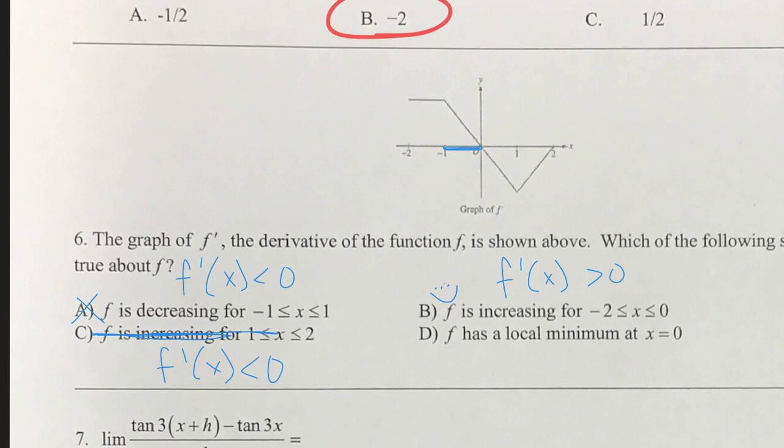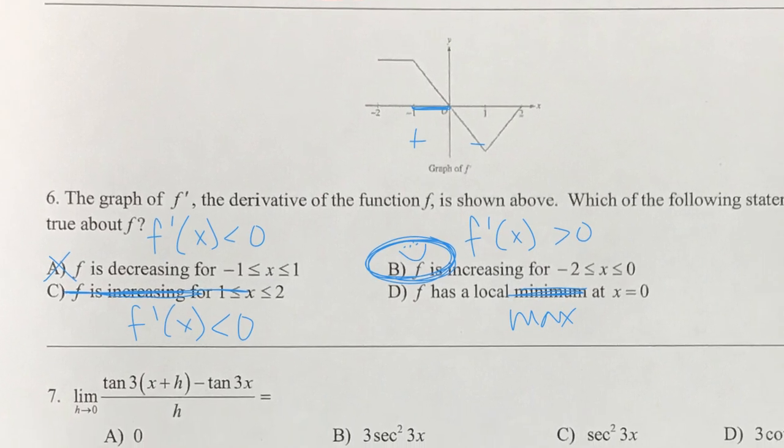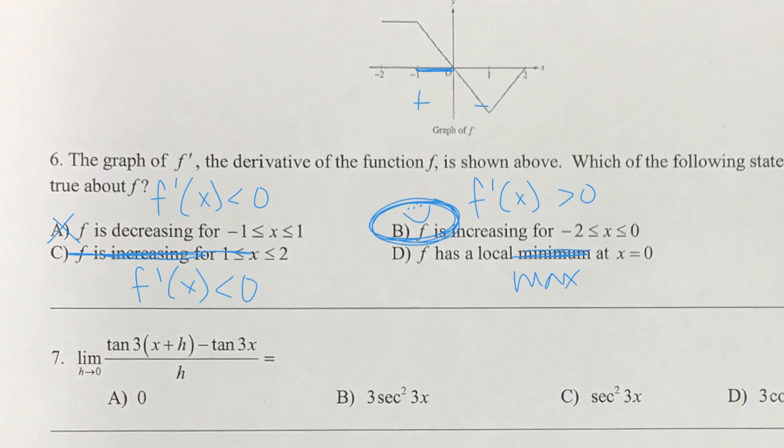Okay, so let's see. That means it's going from a positive to a negative. Nope, a positive to a negative means it has a local max. So part D is lying also, which means B is the only thing that is correct. F is increasing from -2 to 0 because your derivative function is above the x-axis, aka positive. And when your derivative is positive, your f is increasing.